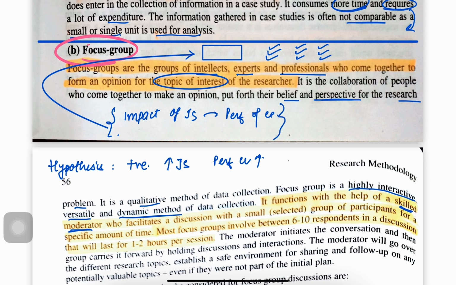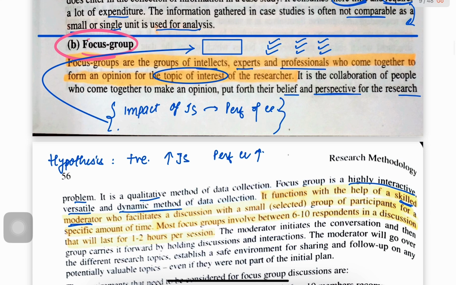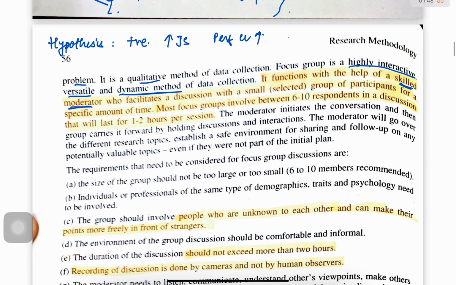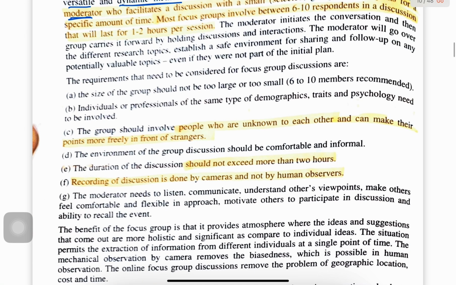Basically it is done for a group of people, between 6 to 10 respondents in the discussion, and it will last for about 2 hours per session. The moderator initiates the conversation and then the group carries it forward through discussions and interactions. The moderator will go over the different research topics to establish a safe environment for sharing and follow up on any potentially valuable topics. And these are the basic requirements of focus group discussions.